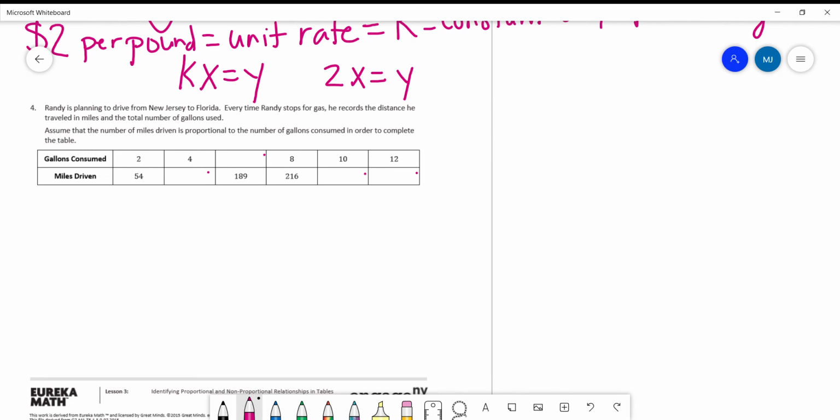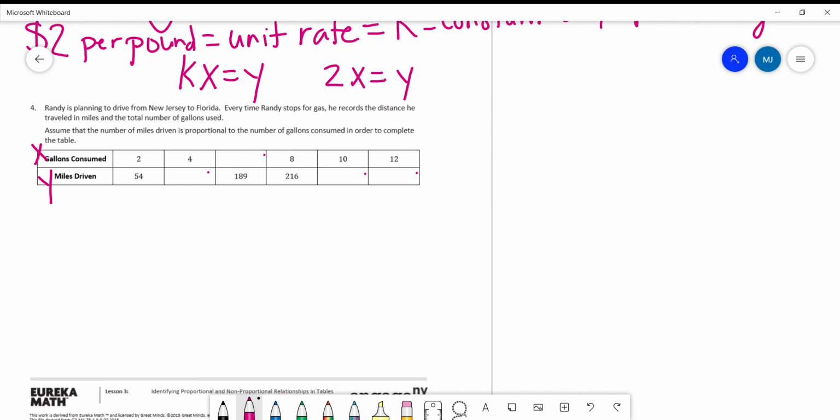Okay, so Randy's driving from New Jersey to Florida, and every time he stops for gas, he records the distance that he traveled in miles and the total number of gallons used. Assume that the number of miles driven is proportional to the number of gallons consumed in order to complete the table. So we're already telling you that it is proportional. We're not asking if it is proportional, we're telling you that it is proportional, and we're trying to figure out some different things. So let's go ahead and label what we know. We know that the top one is X and this one is Y. We have to consume gallons of gas before the car will drive a mile, so Y is like the result.